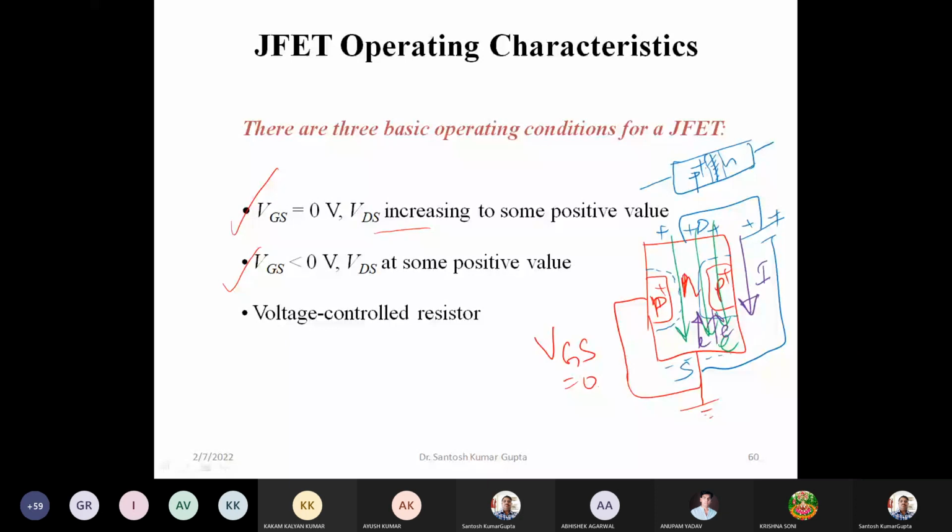So when VGS is equal to 0, we don't apply any biasing voltage at gate PN junction here, then it gives the maximum possible cross-sectional area through which the current is passing. So this current which we get is the maximum current.